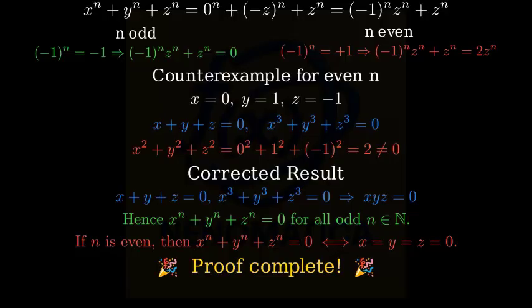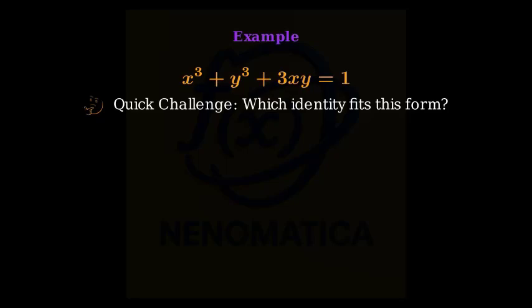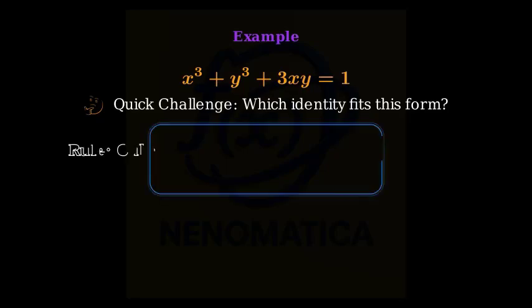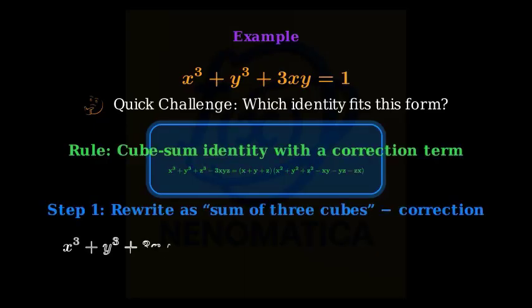For even natural n, the sum equals 0 only in the trivial case when x, y, and z are all 0. Example. In this lesson, we will solve a cubic-looking equation by cleverly using the cube-sum identity with a correction term. Quick challenge. Before we start, can you guess which identity will help us convert this into a factorable form? Step 1. Rewrite the equation as a sum of 3 cubes minus the correction term.